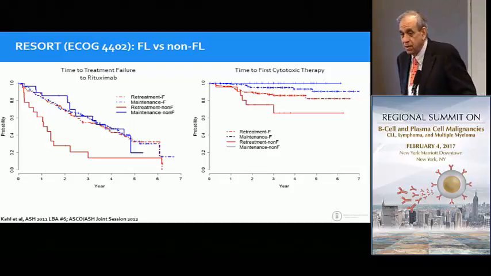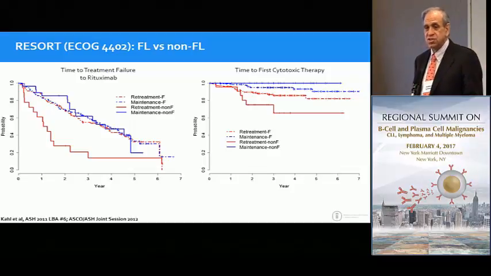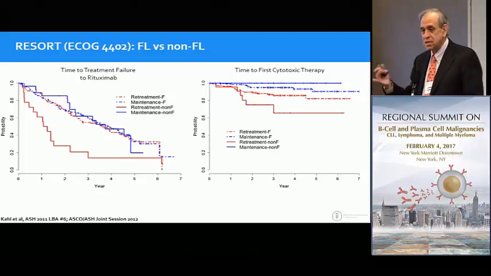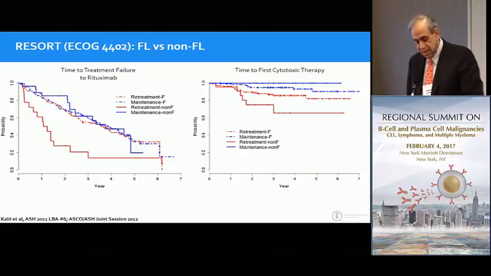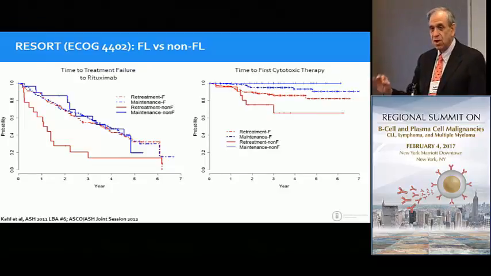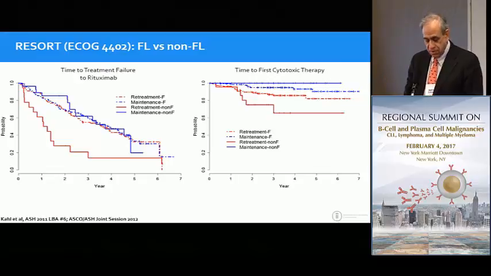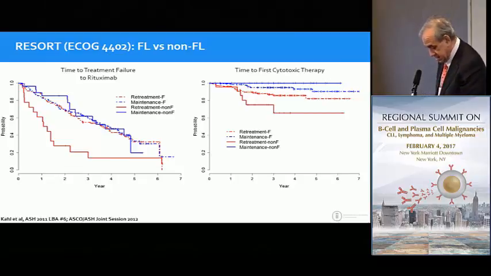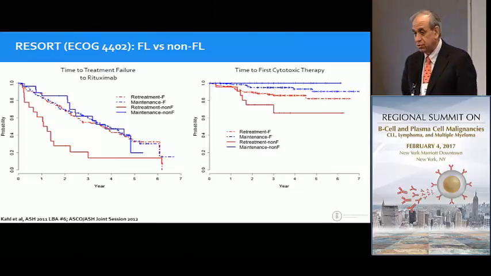So in follicular lymphoma, where the response rate is very high to single-agent rituximab, retreatment is the superior strategy. Interestingly, if you respond and you're a non-follicular patient, you actually do better by getting persistent maintenance therapy than not. So here's a perfect example where we're seeing a marked difference between a maintenance strategy and not a maintenance strategy, depending on what histology you have. I actually use this information clinically. Time to next first cytotoxic chemotherapy is markedly different in the non-follicular group.